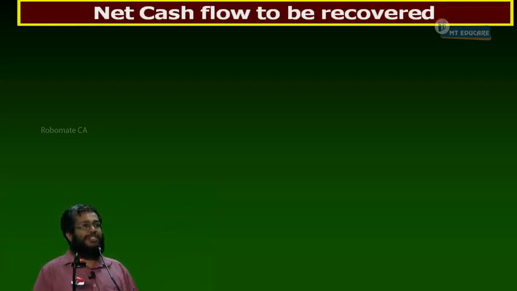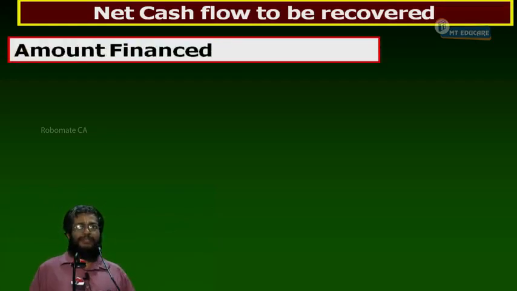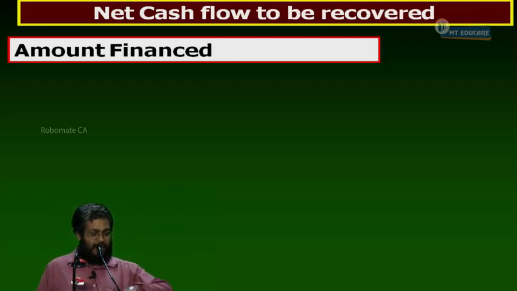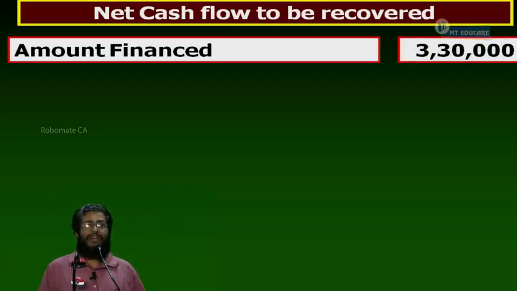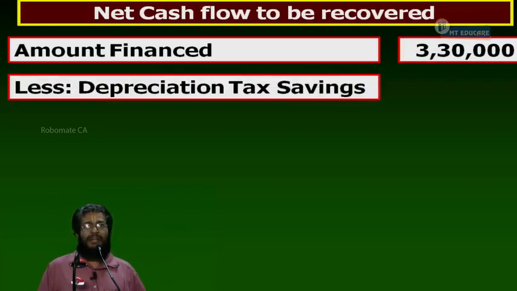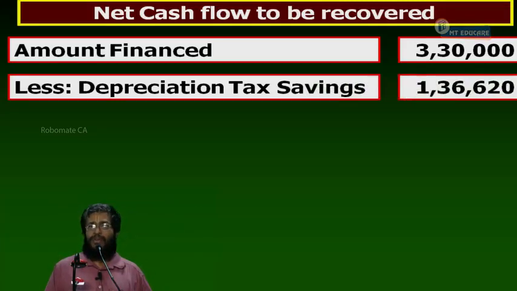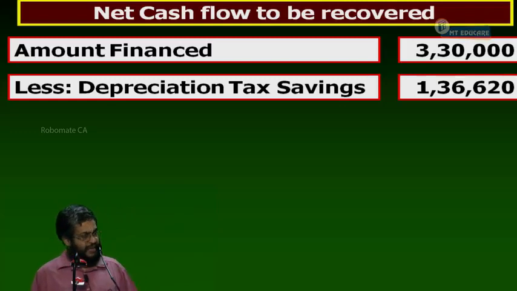Now, first, cost of asset financed. Underline that. Look at the workbook and tell me what is the cost of the asset that has been financed? 3,30,000. Cost of asset financed 3,30,000. Can I proceed? Minus what? Depreciation tax savings. What's the amount? 1,36,620.